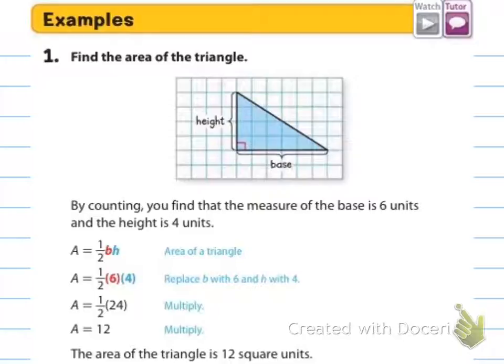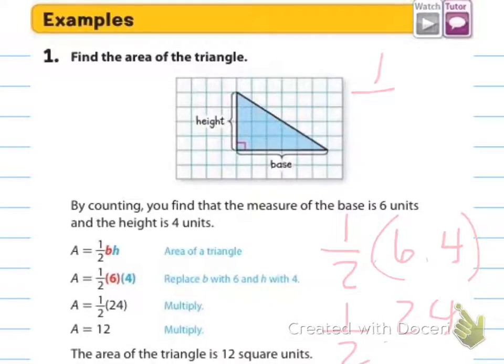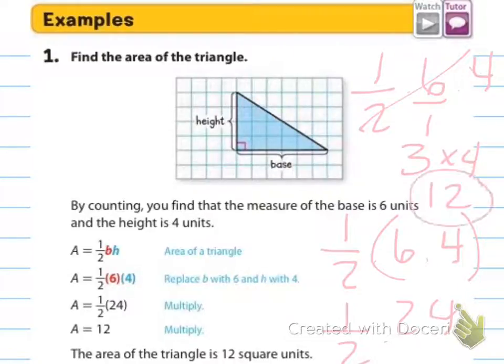All right, so find the area of a triangle. By counting, you find the measure of the base is 6 units and the height is 4 units. So we're going to do 1/2 times the base, which is 6, times the height, which is 4. It's completely up to you how you want to go about this. They went ahead and combined the 6 and the 4 and made 24, and then did 1/2 of 24. You could have just as easily done 1/2 of 6, which is 3, times 4, and either way you're going to get the answer as 12. 1/2 of 24 is 12, or 3 times 4 is 12.